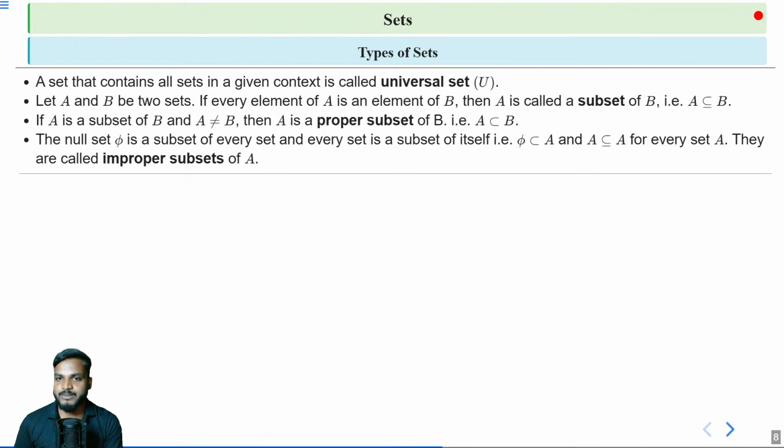Second one is improper subsets. So what is improper subsets? One important thing is that a null set phi, that set contains no element, is always a subset of every set. That is your improper subset, and every set is a subset of itself, that is phi is a subset of A, and a set A is a subset of itself, so A is a subset of A. So these two subsets phi and A are called improper subsets of A.